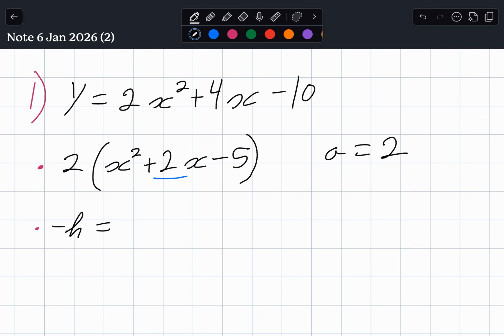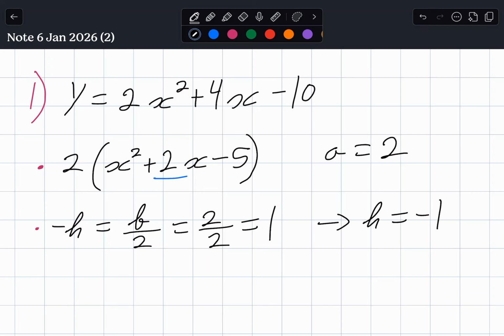And so the next step is to find minus h, which is equal to b over 2. And our b here is going to be 2, so that's going to equal 2 over 2, which is simply 1. And that's going to give us h as minus 1.